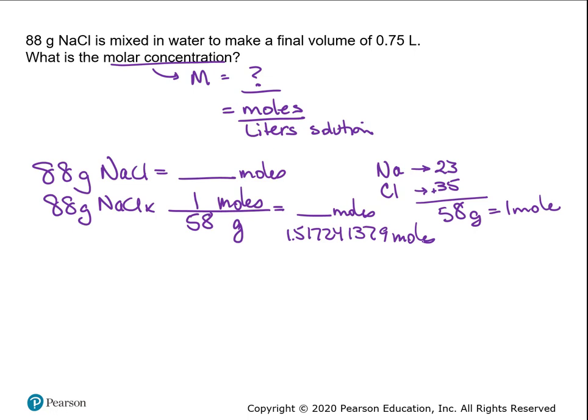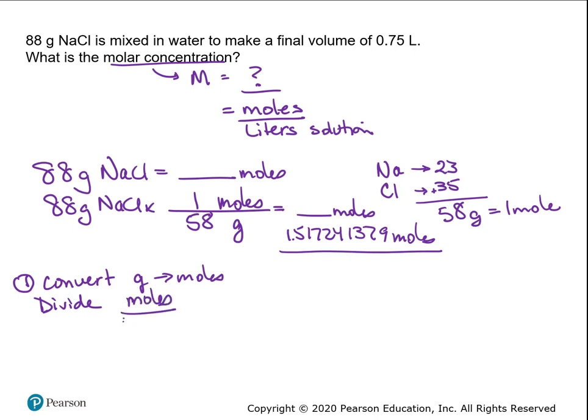Did you get that? Yep. So it would be 1.5. I wouldn't round it till I got to the end because remember the end is the molar concentration. So I'll just keep that number. So now I know moles, and now I have to divide it by the volume. The first thing I had to do here was convert grams to moles. And then I'm going to take that mole number and divide it by the volume of my solution.